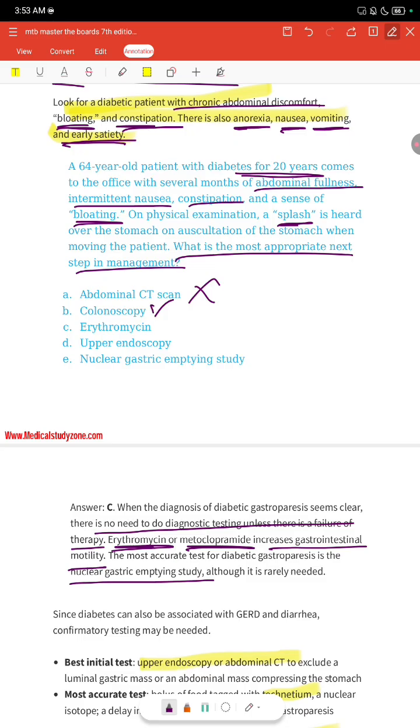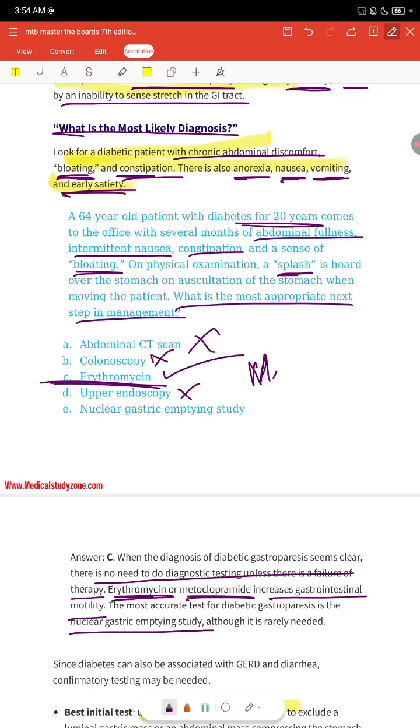Abdominal CT scan, colonoscopy, upper endoscopy, and the nuclear gastric emptying study, which is done for confirmation of diabetic gastroparesis, is the most accurate test for it. But we don't need to do it because it is very clear that the patient has diabetic gastroparesis. So we would go directly for the treatment option, that is erythromycin. Metoclopramide is another alternative.